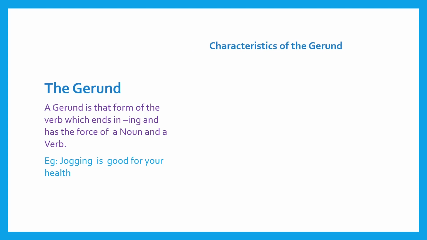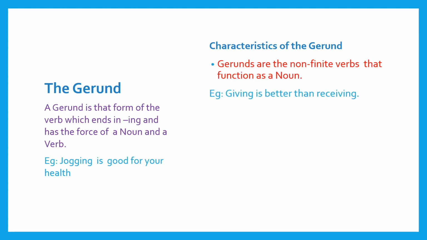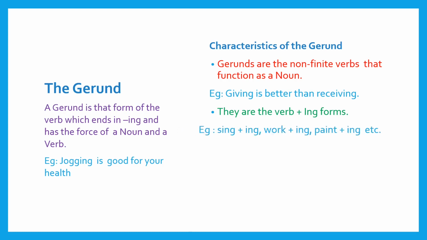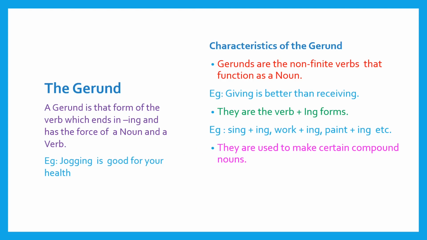Now here are some of the characteristics of a gerund as I've explained to you. Gerunds are the non-finite verbs that function as a noun. Example, giving is better than receiving. They are the verbs in ing forms, as I've explained to you again. Example, paint plus ing, sing plus ing, etc. They are used to make certain compound nouns. For example, walking stick, drinking water, writing table, etc.